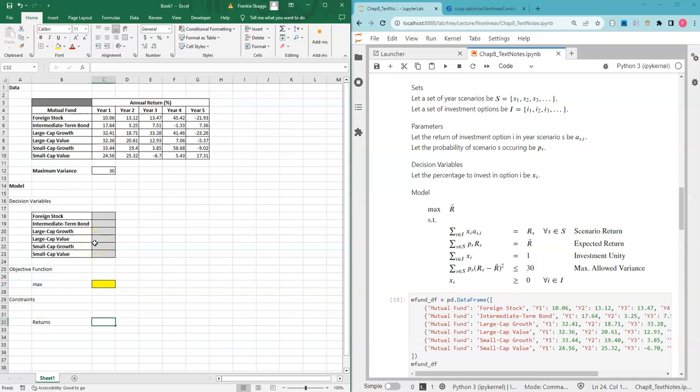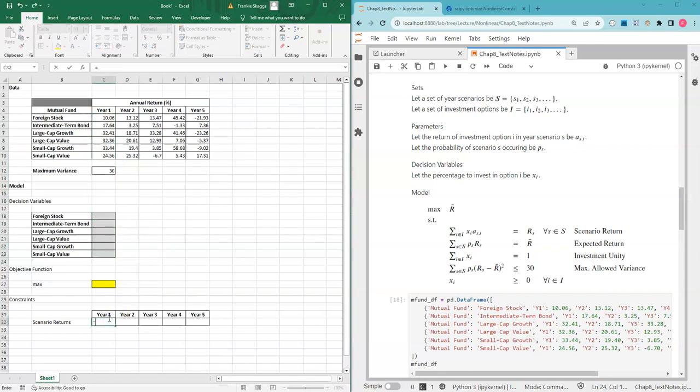So we can say returns here, and this should be, I guess, more specifically our scenario returns would be here. And what is that? It is the summation of xi over the return for that given year on that given option. And so we can look at this, and it appears we can use sum product here, because we're basically wanting to do a sum product of, for instance, on year one, all of these values and the investment options tied to them down here.